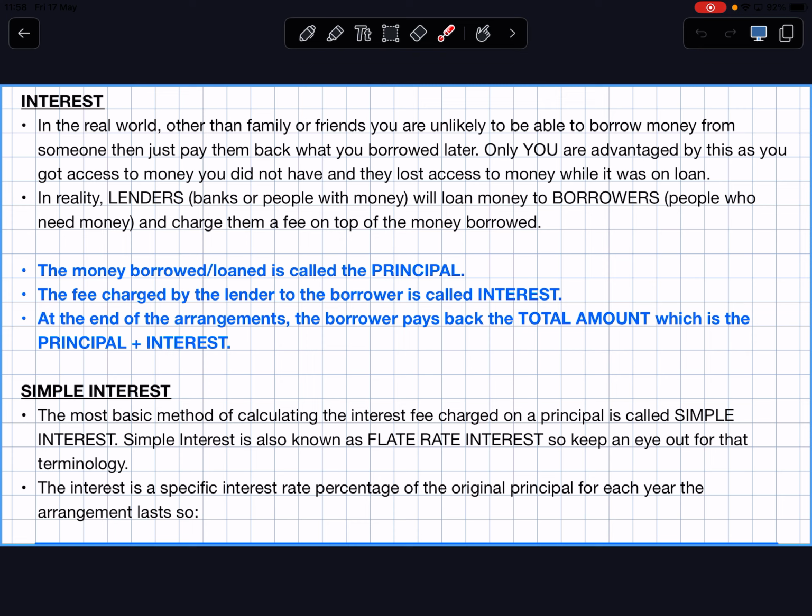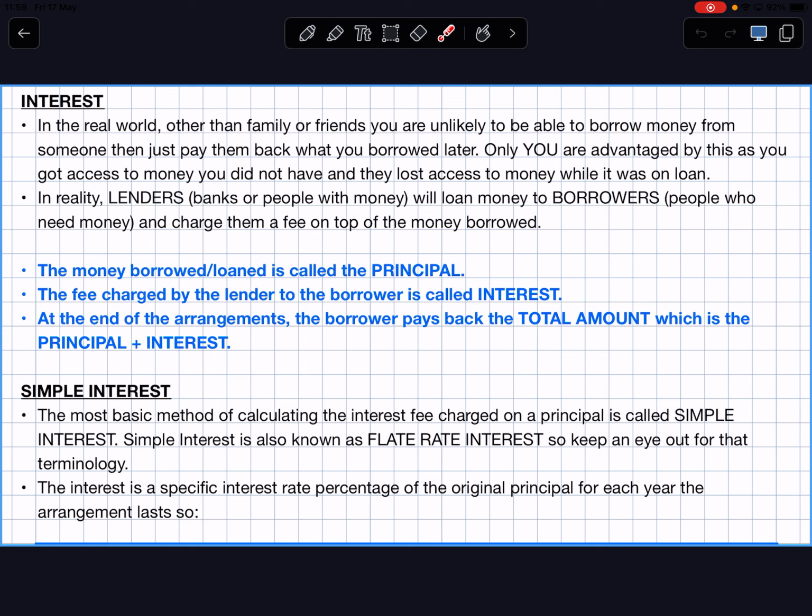Now, I always like to start this topic by explaining interest, the idea of interest. In the real world, other than your family or friends, you're unlikely to be able to borrow money from someone, then just pay them back what you borrowed later. Why? Because in that arrangement, only you are advantaged by that. Because you got access to money you didn't have. And if you're borrowing that money, do they have access to that money while you're borrowing it? No, they gave it to you, so they can't use that money. So the only person advantaged by that is you.